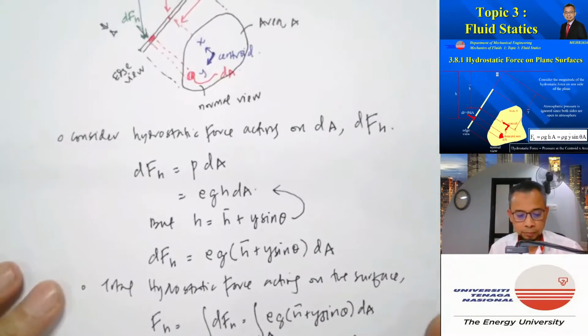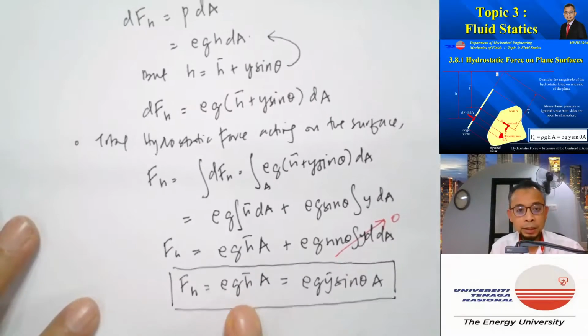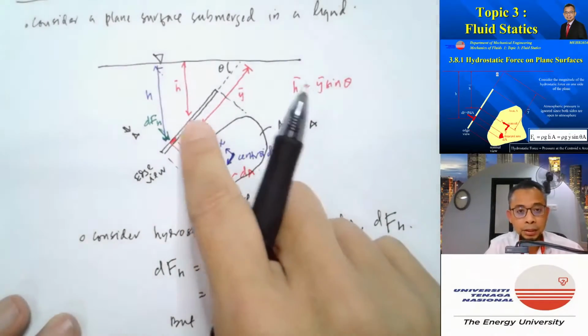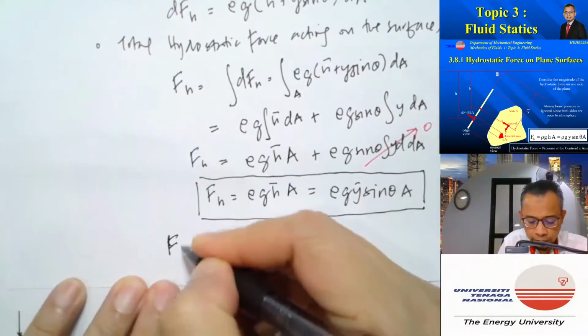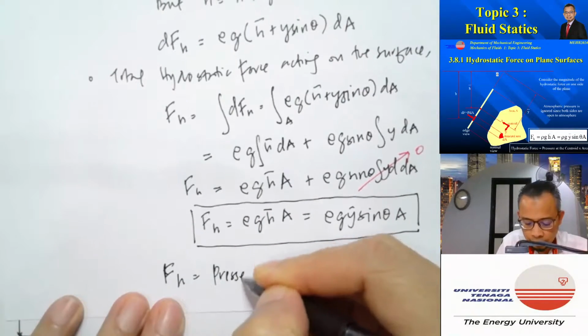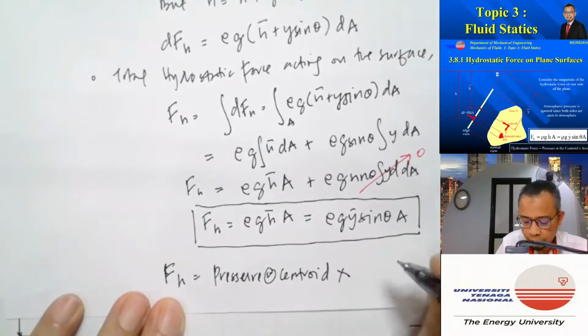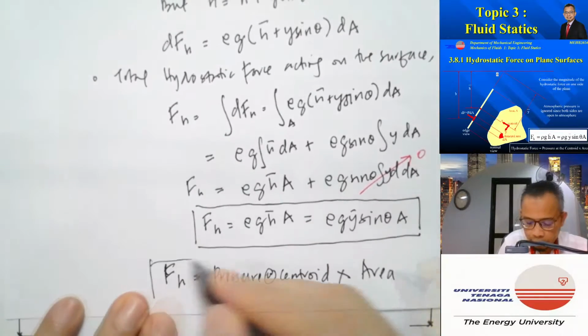So what is rho g h bar? Rho g h bar is actually the pressure at the centroid. So we can conclude that the hydrostatic force is equal to the pressure at the centroid multiplied by the area.